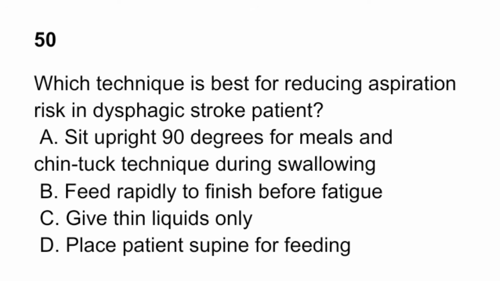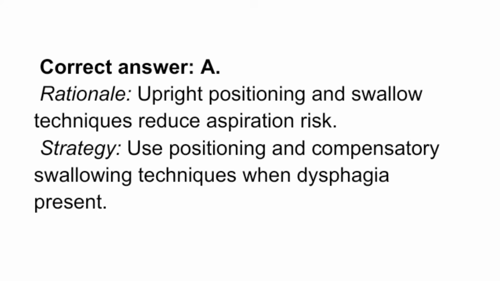50. Which technique is best for reducing aspiration risk in dysphagic stroke patient? A. Sit upright 90 degrees for meals and chin tuck technique during swallowing. B. Feed rapidly to finish before fatigue. C. Give thin liquids only. D. Place patient supine for feeding. Correct answer, A. Rationale, upright positioning and swallow techniques reduce aspiration risk. Strategy, use positioning and compensatory swallowing techniques when dysphagia present.